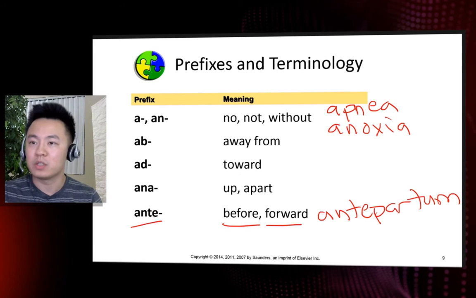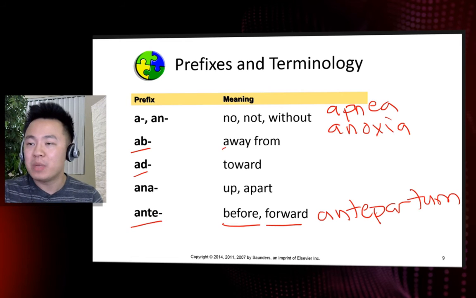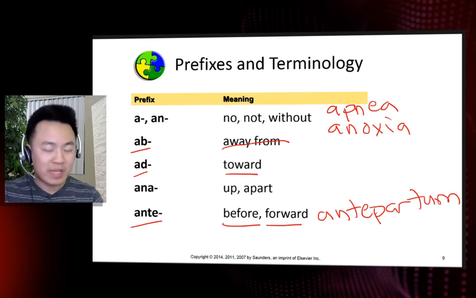Oh, I'm sorry, let's go back here. We also have ad and ab. Ab here means away from, and ad here means toward. For example, abduction. Abduction means when you're moving away from the midline. And I like to think of abduction, as horrible as it may sound, like abducting a child. It sounds very bad, but it helps a lot of people remember what ab means. Abduction means away from the midline.